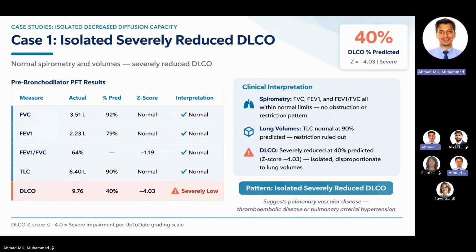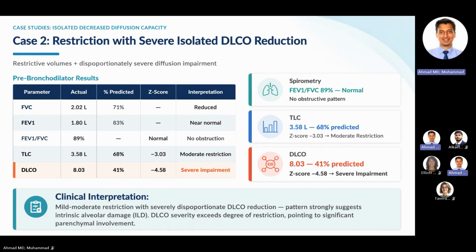So if you have an individual who presents with shortness of breath and on PFTs has an isolated severely decreased diffusion capacity, and you do a CT angiogram which rules out pulmonary embolism, this suggests pulmonary vascular disease as a contributing factor in his isolated reduced diffusion capacity.